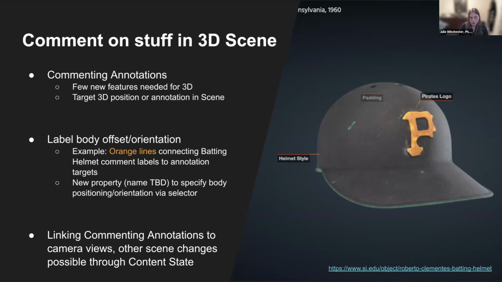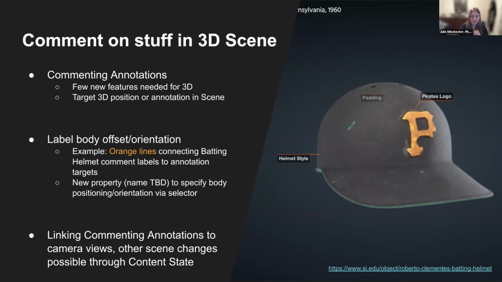Yeah, and a question that a lot of people ask next up for commenting annotations is, okay, so I can label a thing in the scene, I can pull my label away a desired distance, I can give it a direction, but can I customize the camera view? Can I say, I always want this annotation to be viewed from this camera angle? That is possible through something called content state, which we will get into just a little bit later.